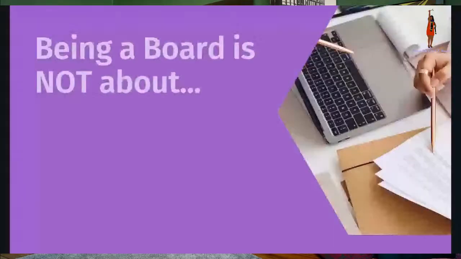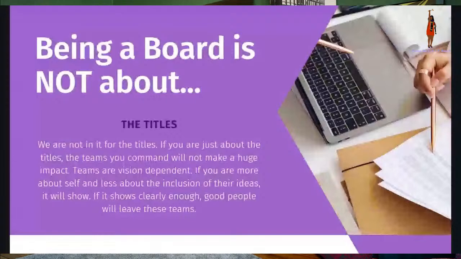Okay. So the highlights is where you want to be. This is where we're not trying to go. Okay. This is where I find people the most. Okay. Being a board member is not about the titles. We're not in it for the titles. And if you are, you got to go. You have to leave. The title isn't even worth it. What do I get from being a titled person if I don't make meaningful impact?